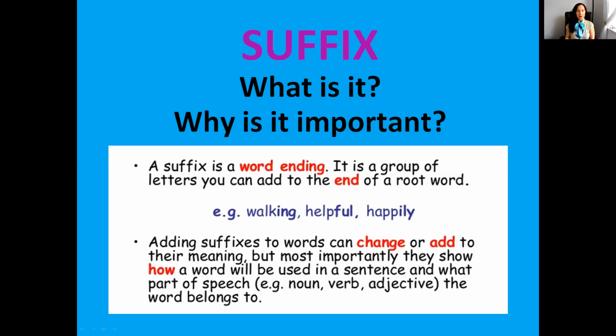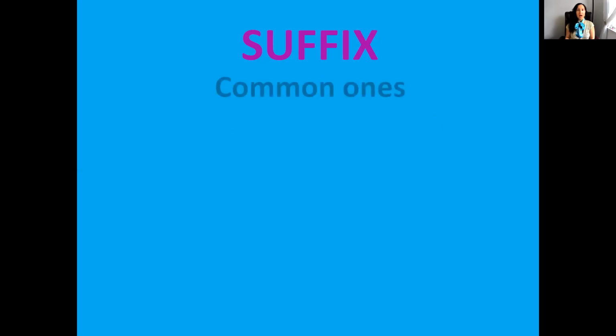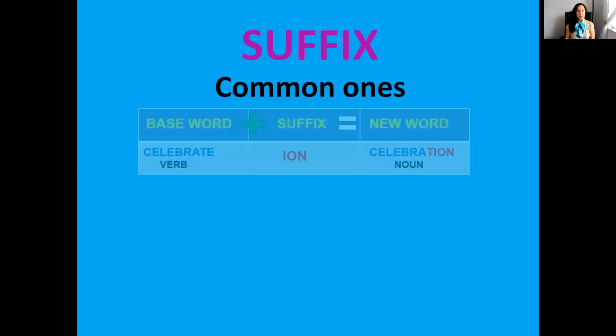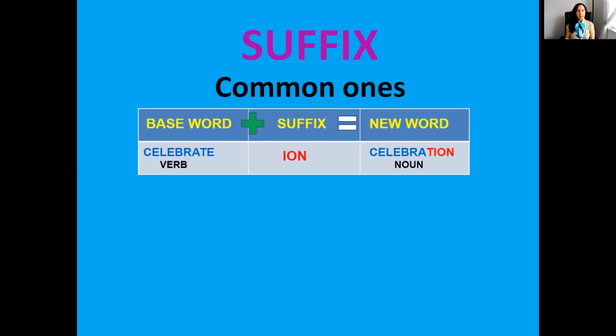We'll learn a little bit more, no worries. Common ones, okay? We're going to do 5 common ones. The base word celebrate, it's a verb, plus the suffix ion. The new word is celebration. So the verb becomes a noun. Look at that.